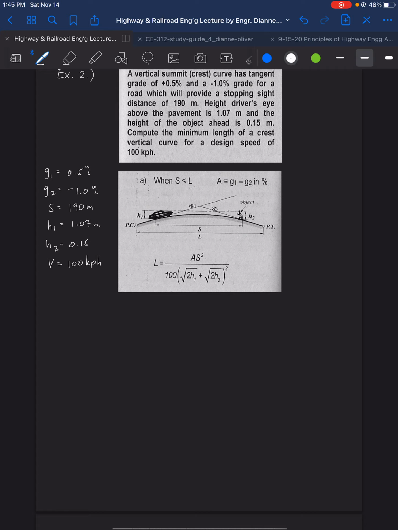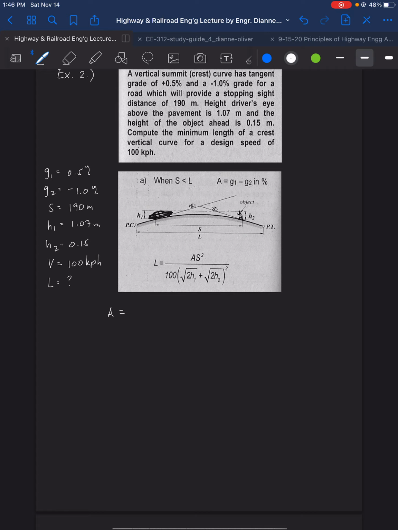Okay, now we will be solving for the minimum length of the crest. So we're looking for L here. We are making some assumption that S, or here the 190, is less than L. Anyway, we can still check later on if our assumption is correct. So first, let's solve for the A.